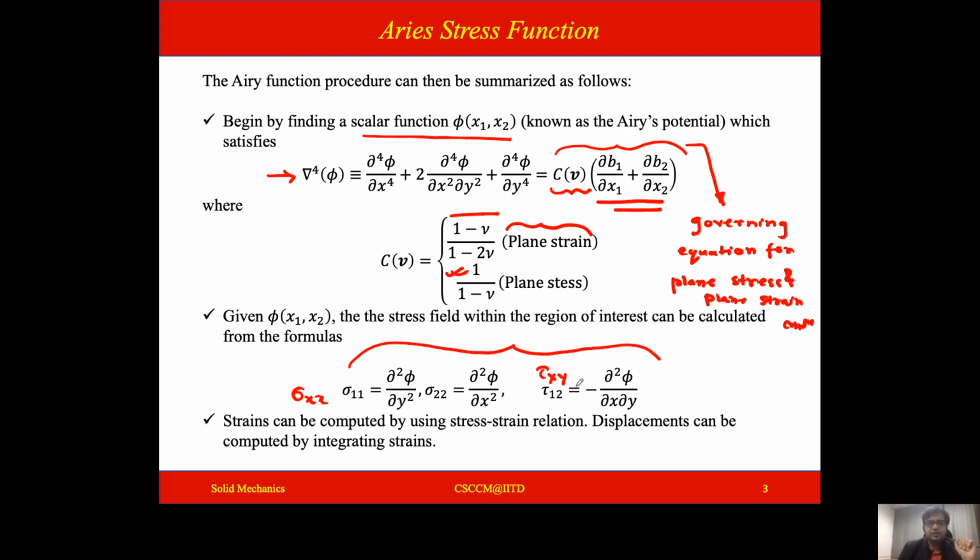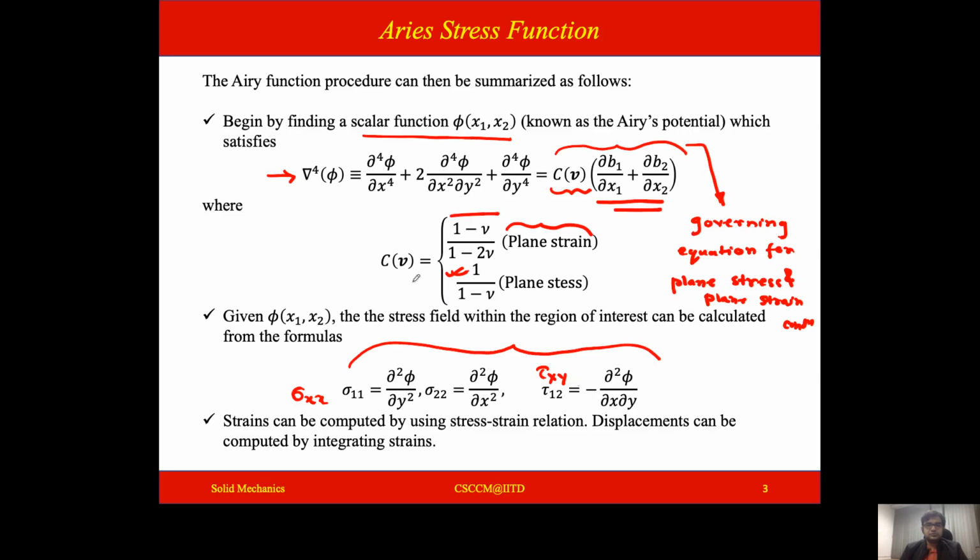So now let us see what happens here. We are here, and let us go back to our governing differential equation.